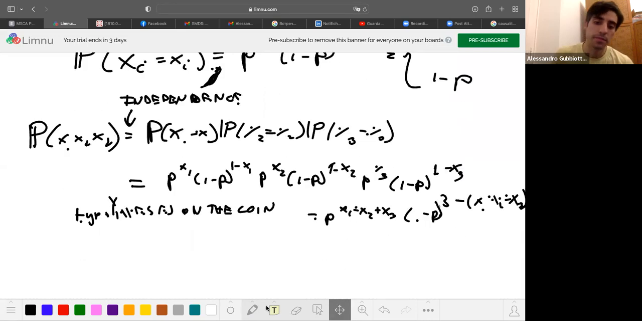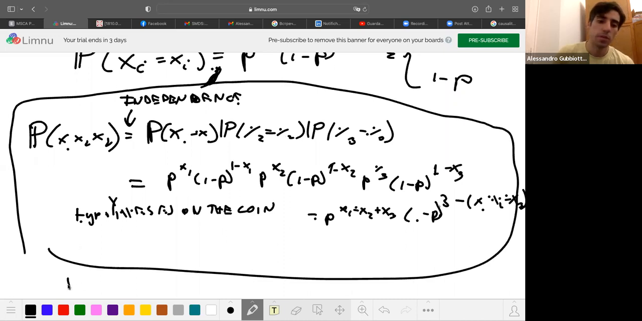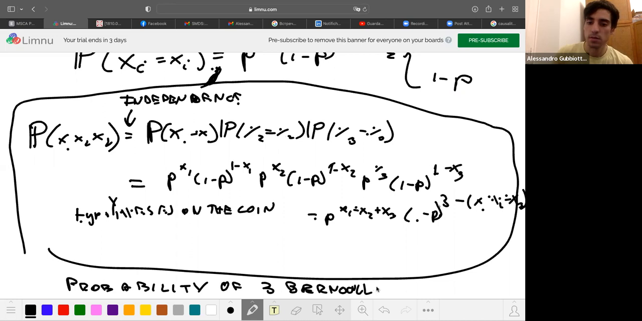And this is the probability of 3 independent Bernoulli trials.